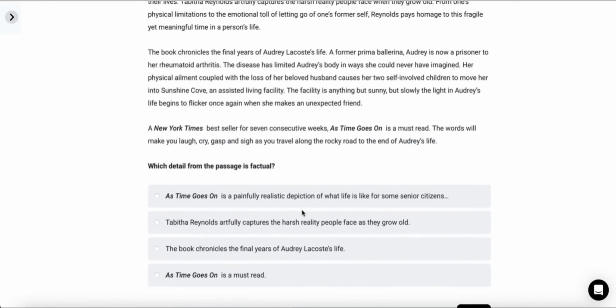Which detail from the passage is factual? As Time Goes On is a painfully realistic depiction of what life is like for some senior citizens. Tabitha Reynolds artfully captures the harsh reality people face as they grow old. The book chronicles the final years of Audrey Lacoste's life. As Time Goes On is a must-read. So looking at the first answer, is As Time Goes On necessarily a situation that happens for a lot of seniors? We don't know. Some may not. So it's not necessarily factual.